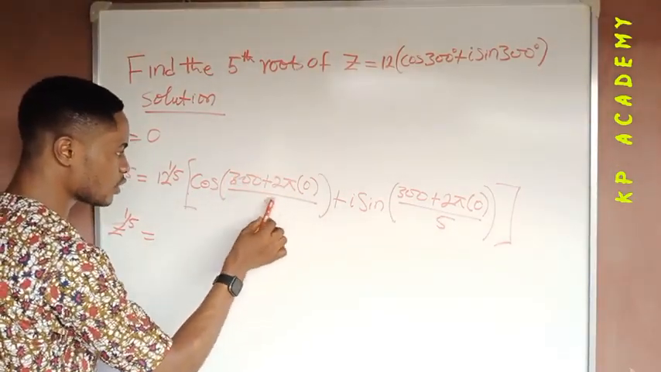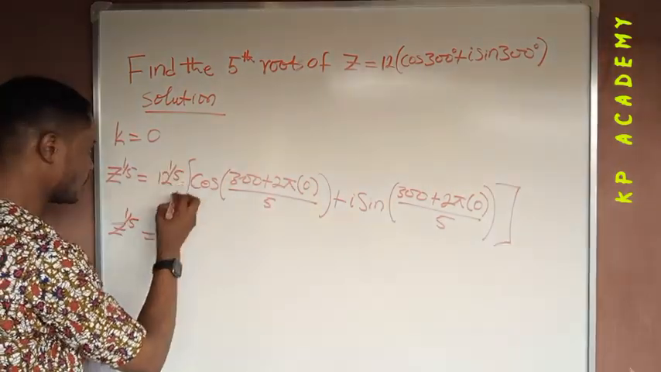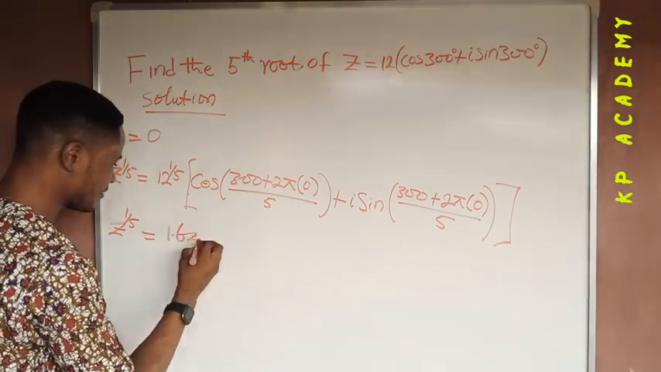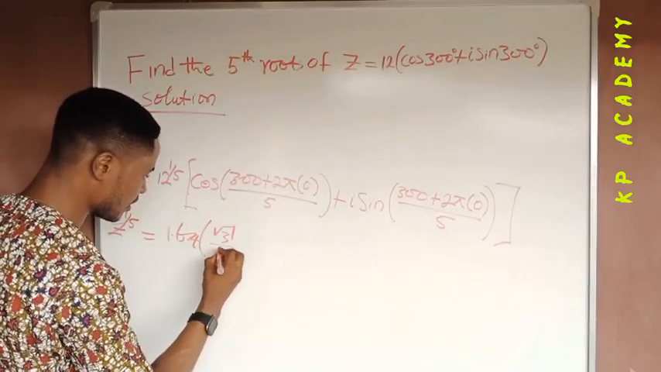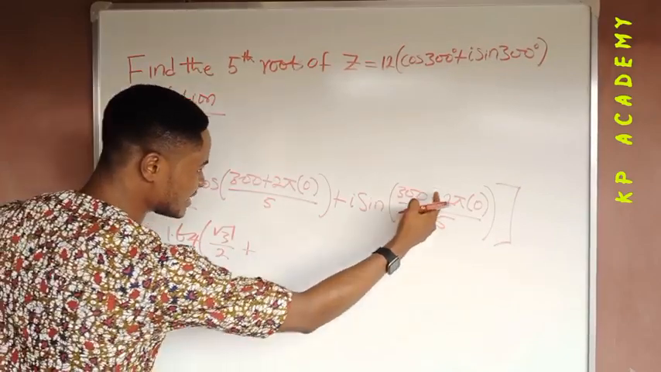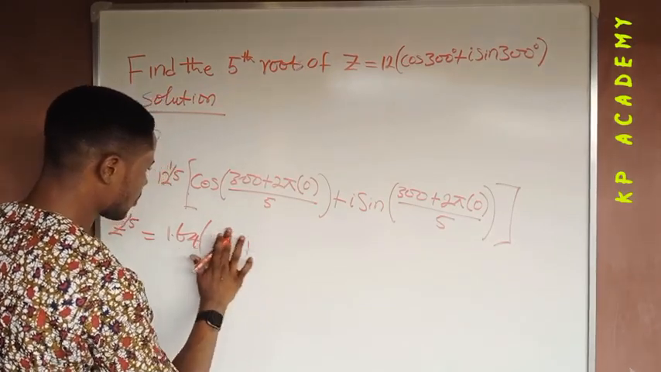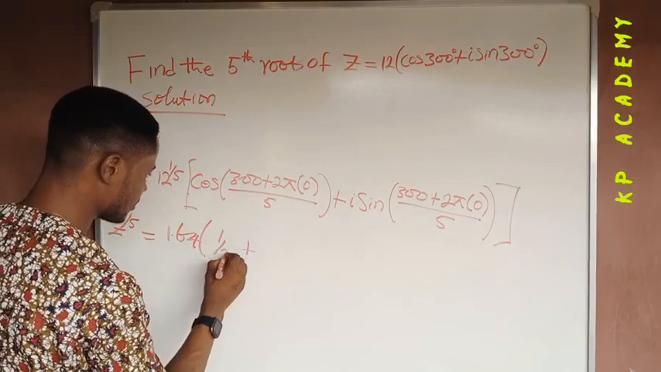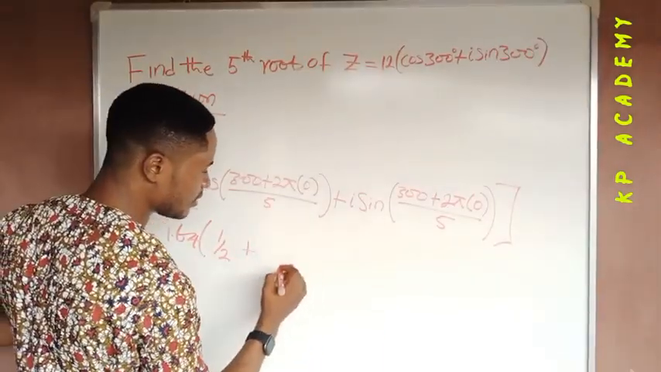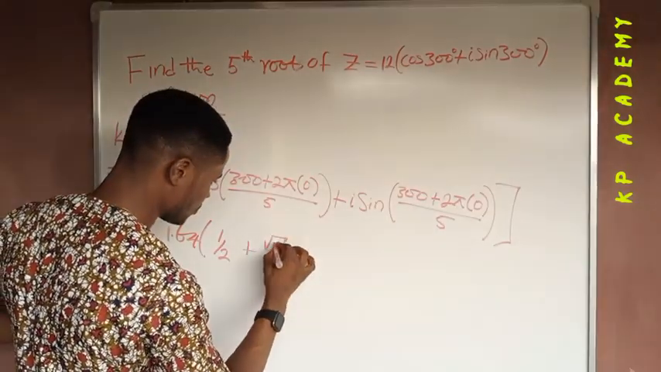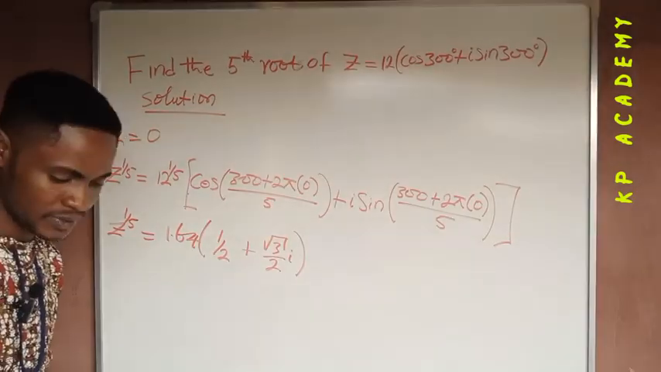So this is 300 plus 0 over 5. 300 over 5 is 60 degrees. Evaluating this, we have 1.64. Now cos 60 is, no, I think I made a mistake. Cos 60 is 1 over 2 rather. Then sine 60 is root 3 over 2. Of course, attach the i there. Now this will multiply.